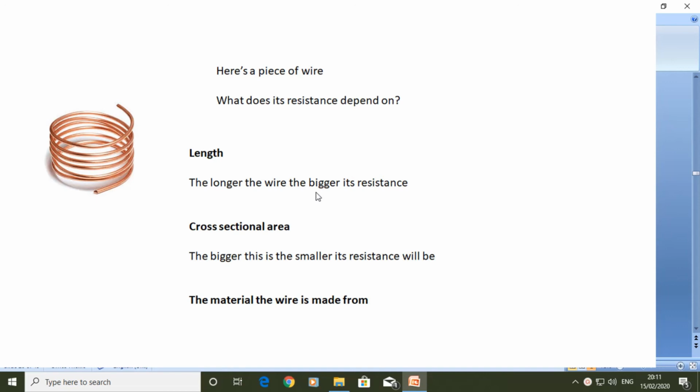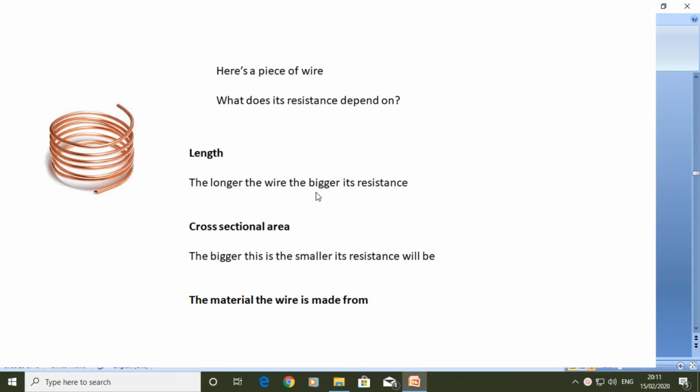If you double the length of the wire, it's a bit like putting two resistors in series, and its resistance would be double. So the length is proportional to the resistance. The cross-sectional area of the wire, the bigger the cross-sectional area, then the smaller the resistance will be. If you can imagine putting two resistors in parallel, that would be equivalent to doubling the cross-sectional area. So cross-sectional area and resistance are inversely proportional to each other.